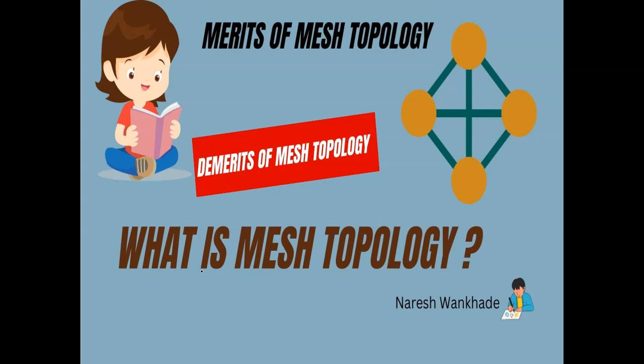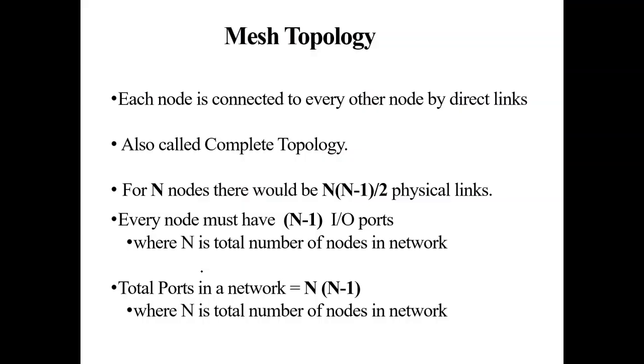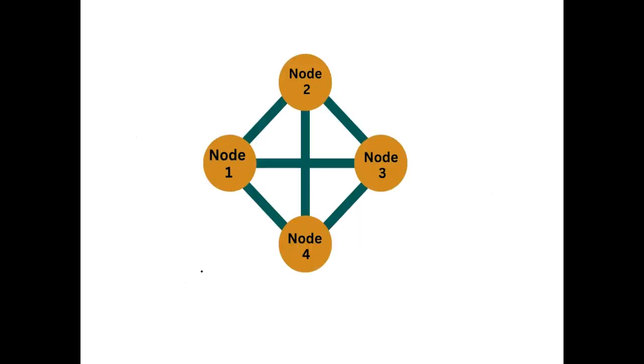Hello friends, in this video lecture we will see what is mesh topology, how mesh topology works, merits of mesh topology and demerits of mesh topology. Here let's see what is mesh topology. So mesh topology is basically a type of network where each node is connected to every other node.